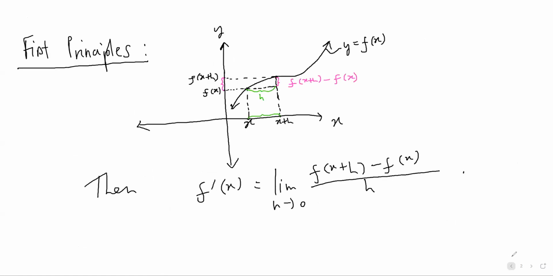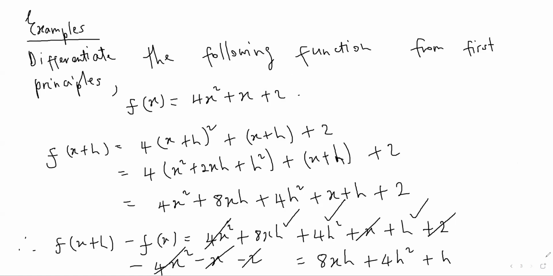Now the bottom is just h. So let's go and conclude. Let's see where this leads. So we say therefore the f prime x, or the derivative of the function f of x with respect to x, is then given by the limit when h goes to 0 of what?